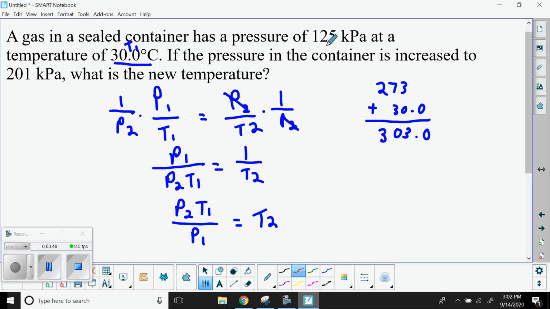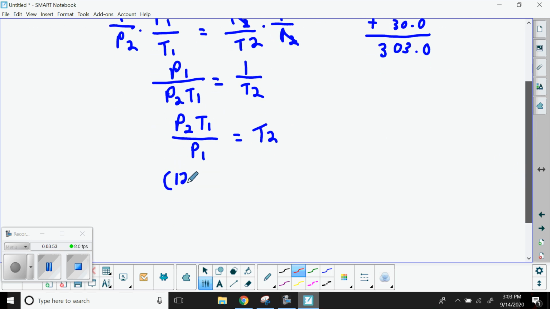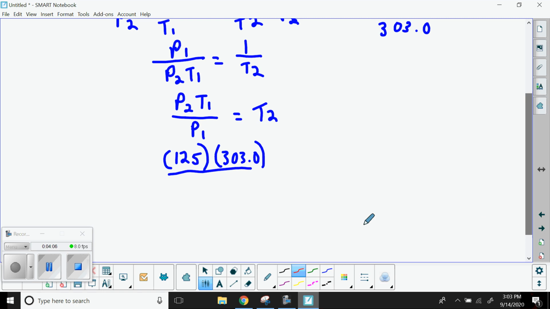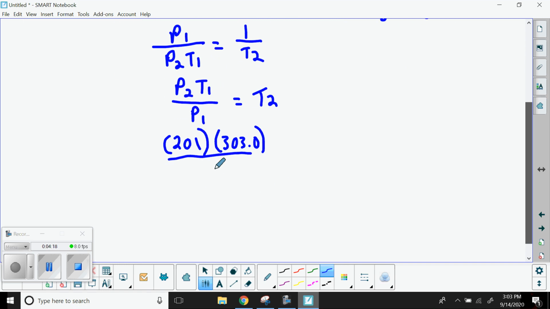So initial pressure is the 125 kPa. The initial temperature is 303.0, remembering that decimal place. Excuse me, I wrote down the wrong one. My final pressure is 201, my fault. 201 here. My initial pressure, which is what I should put in the first place, is 125. And now I'm ready to solve for T2.